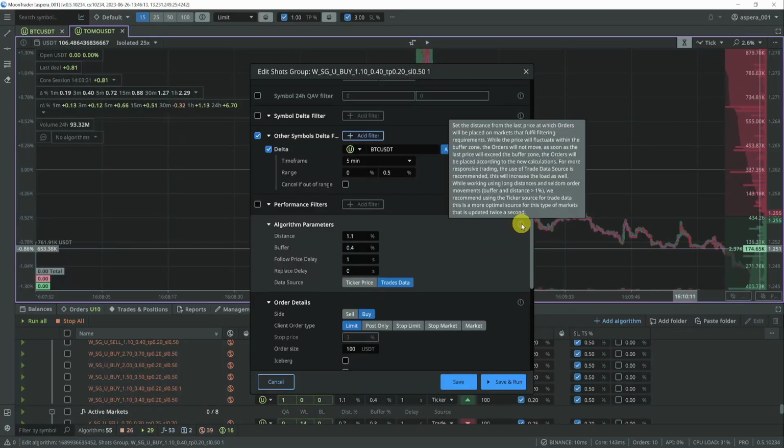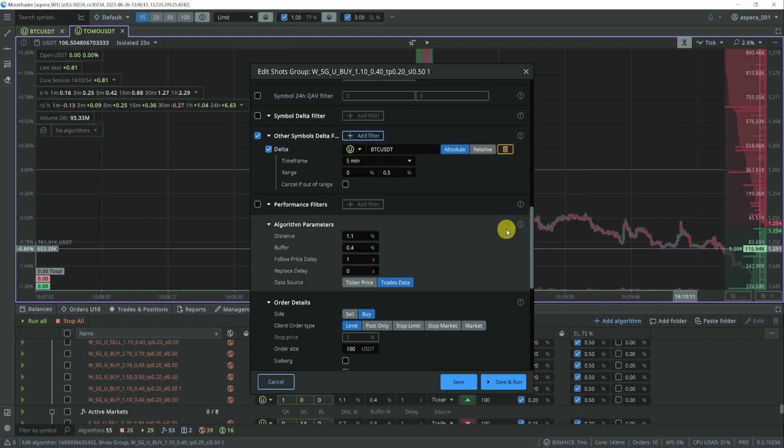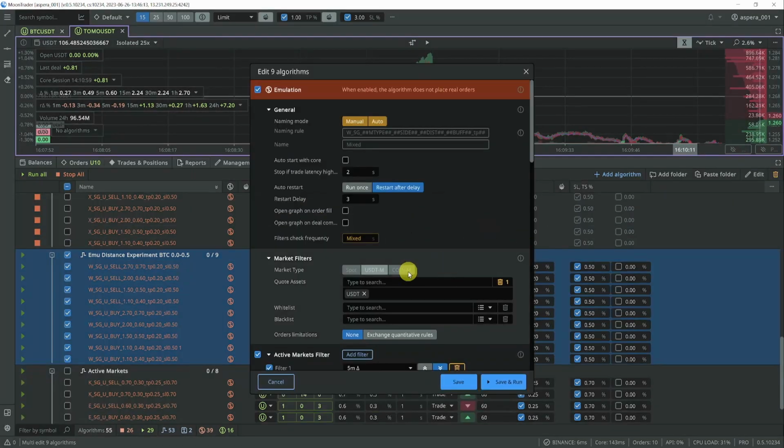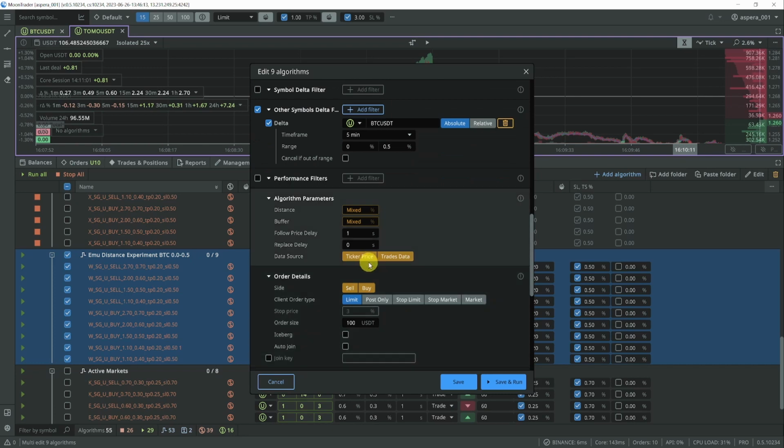Moreover, the tooltip right here gives me more clues. It says that the ticker line is updated twice a second, and apparently trades data may be updated in real time. And also, more importantly, it is recommending to use ticker price for distances above 1%. Sometimes it does help to read the manual. So I set my algorithms all to ticker price instead of trades data, as all of them are above 1% in distance. The stability had improved.